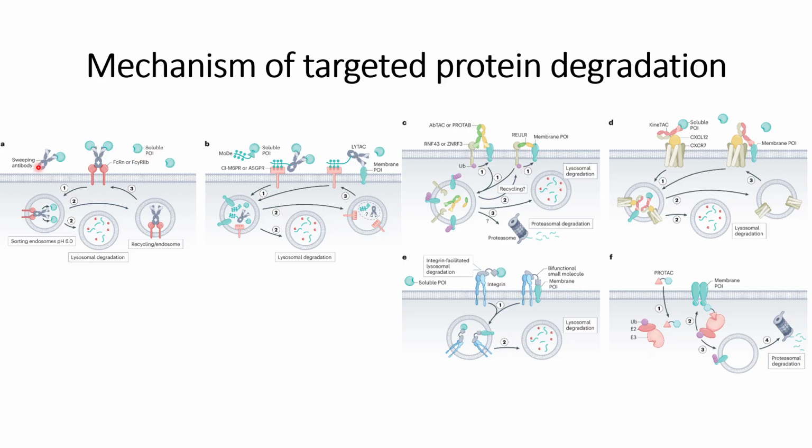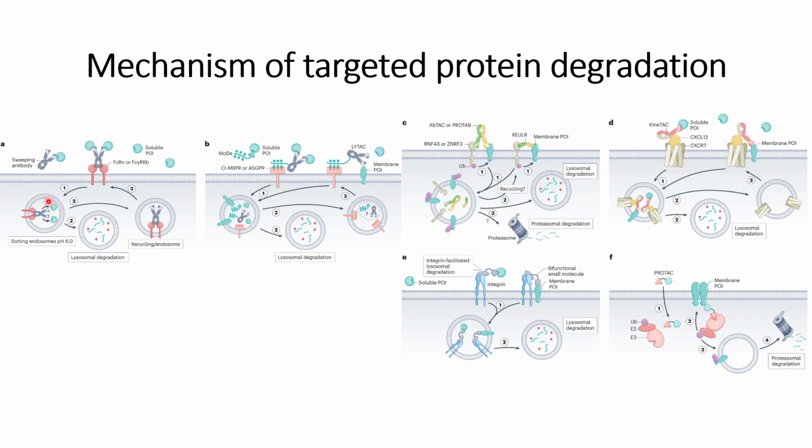So what they do is make a sweeping antibody. On its Fc side, it can interact with the soluble protein of interest, and on the other side, it can interact with FcRn or Fc gamma R2b. Once it interacts with this FcRn or Fc gamma R2b, it will recycle or degrade the targeted protein using lysosomal degradation.